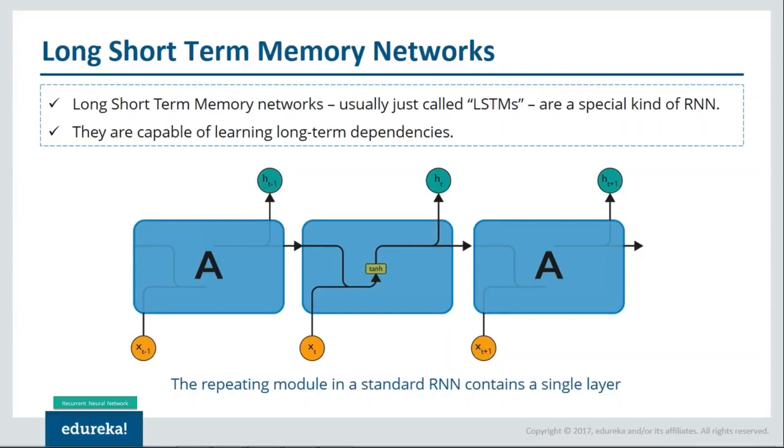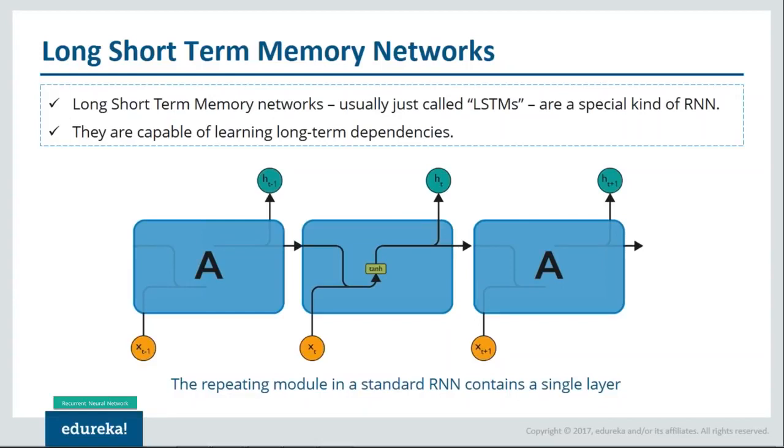If we are trying to predict the last word in the sentence, say, the clouds are in the sky, we don't need any further context. It's pretty obvious that the next word is going to be sky. In such cases, where the gap between the relevant information and the place that it's needed is small, RNNs can learn to use the past information. And at that time, there won't be problems like vanishing and exploding gradient.